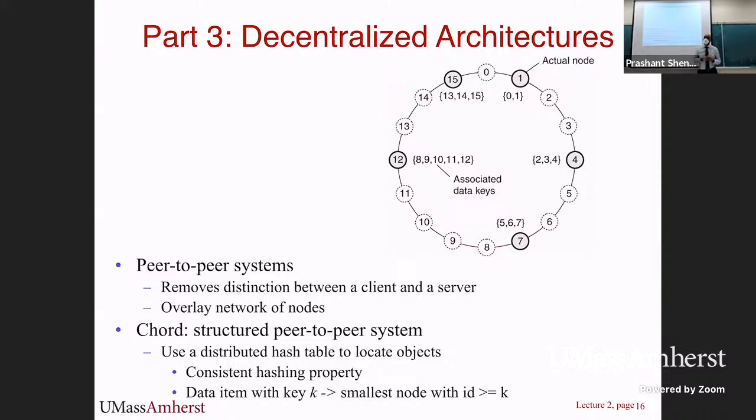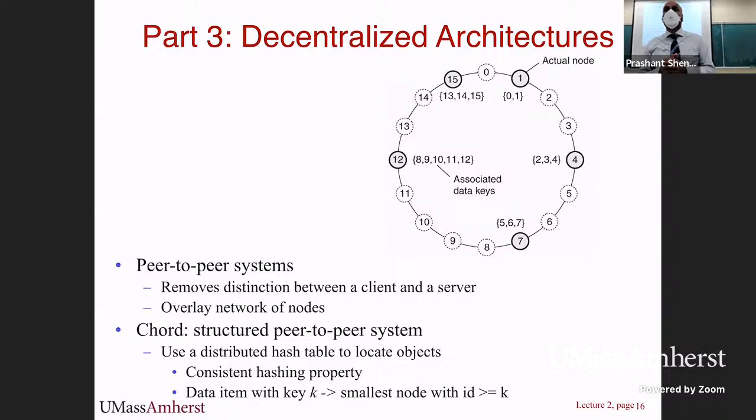So if you add nodes, the adding of nodes is straightforward. You first pick an ID for yourself. You join the network at that location. And then you take over the responsibilities of all the items from the previous node to yourself. That is done through consistent hashing also. It will basically reallocate that efficiently.